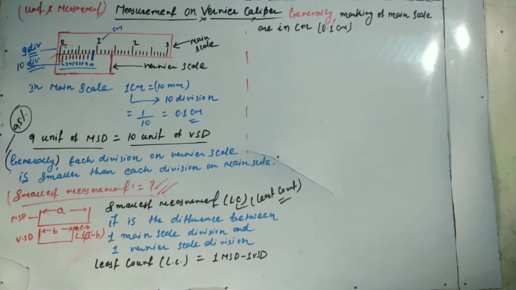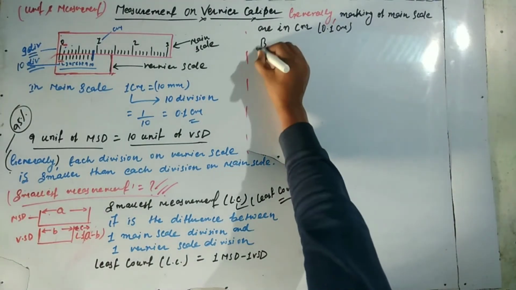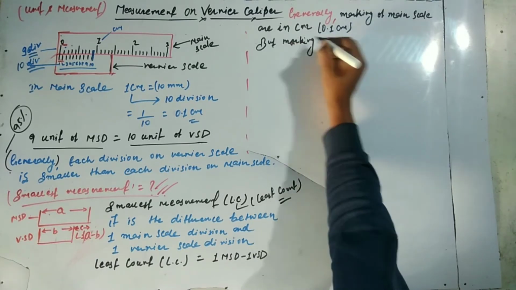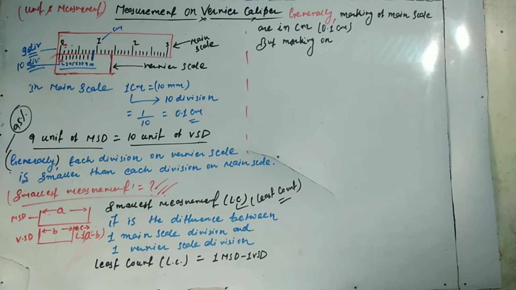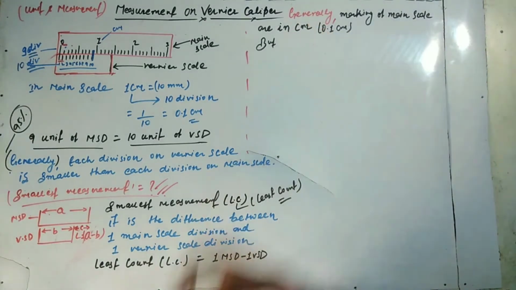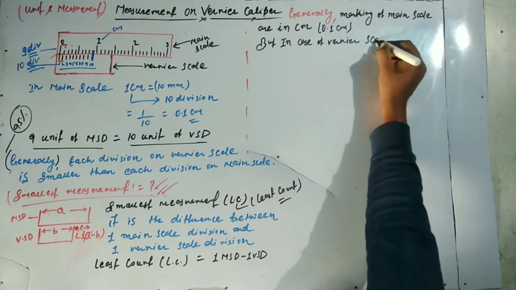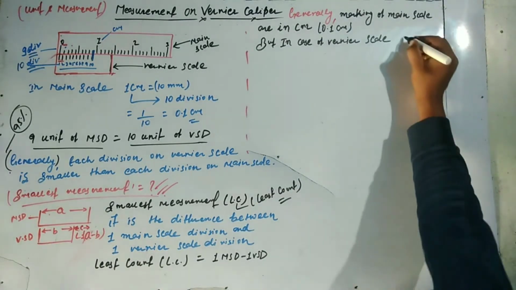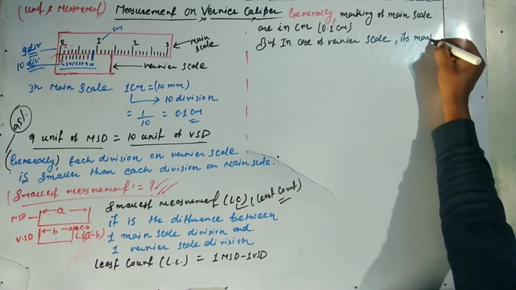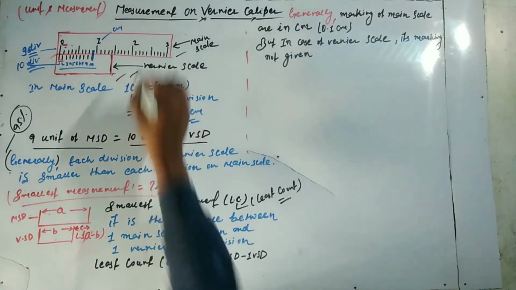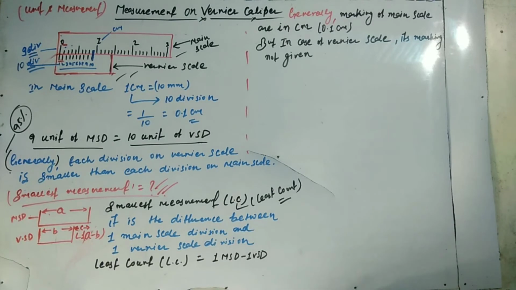But in case of vernier scale division, its marking is not given. Therefore, we have to find the least count for the vernier scale division. And by this least count, we can measure any small object, that is its length or diameter. It is like this.